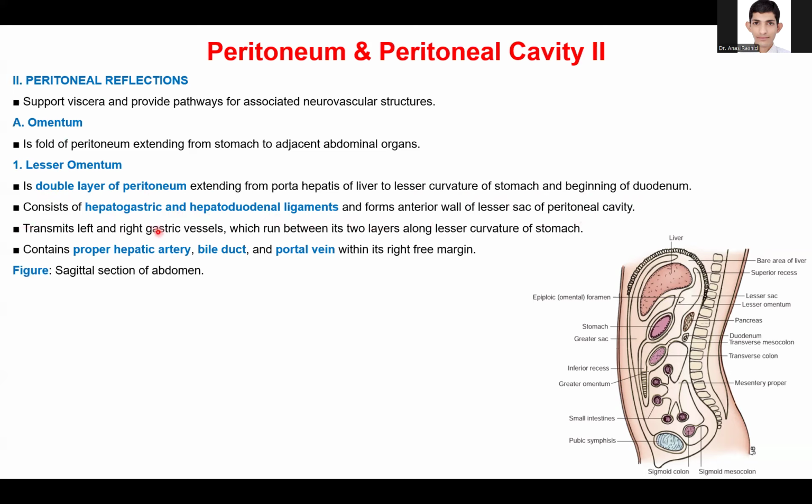It transmits left and right gastric vessels, which run between its two layers along the lesser curvature of the stomach. It contains the proper hepatic artery, bile duct, and portal vein within its right free margin. In the figure, we can see the sagittal section of the abdomen.